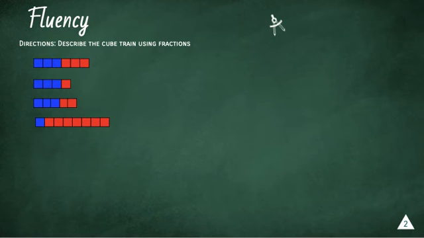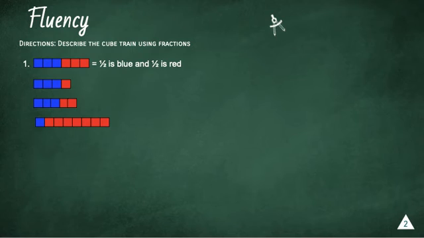Fluency. Today for fluency, we're going to practice using fractions by describing the fractions with cube trains. Let's look at the first one. Look at the blue and the red cubes and describe the cube train using fractions. If this is what you guessed, you're correct. 1/2 is blue and 1/2 is red.